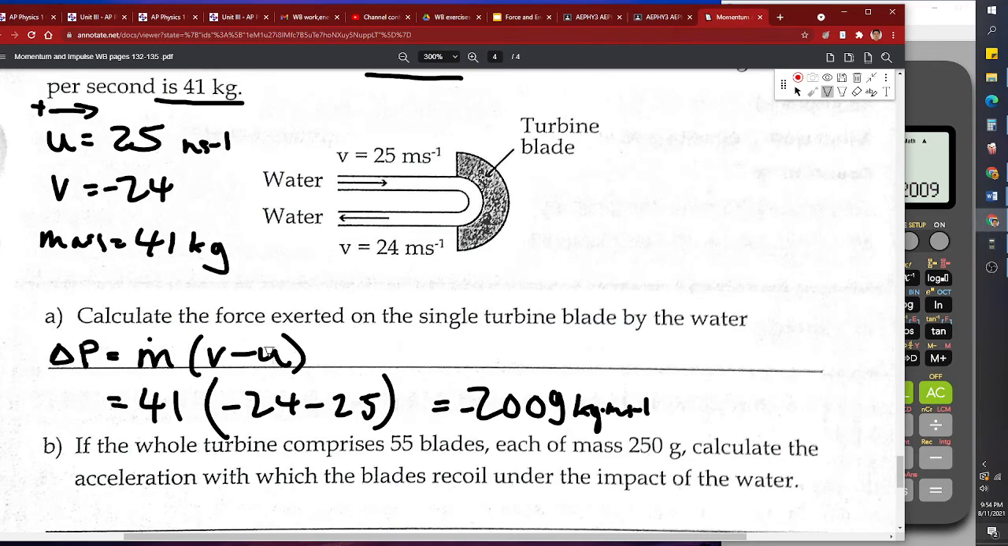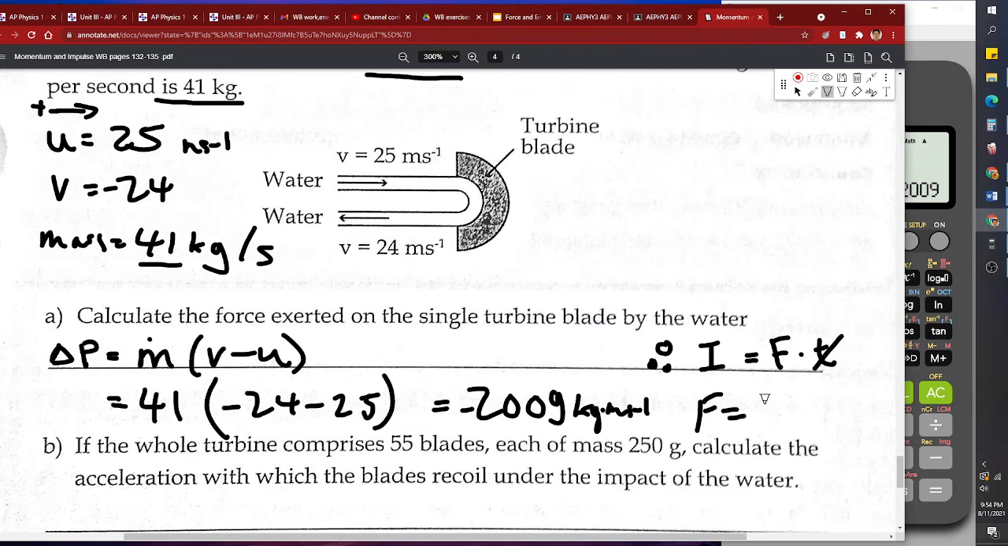Calculate the force on it. Well, calculate the force exerted on the blade. So how do we do that? Well, this is the change in momentum per second, right? Because we have kilograms per second. So therefore, impulse equals F times T, but T is already 1 second. So the change in impulse is the force. So there we go.